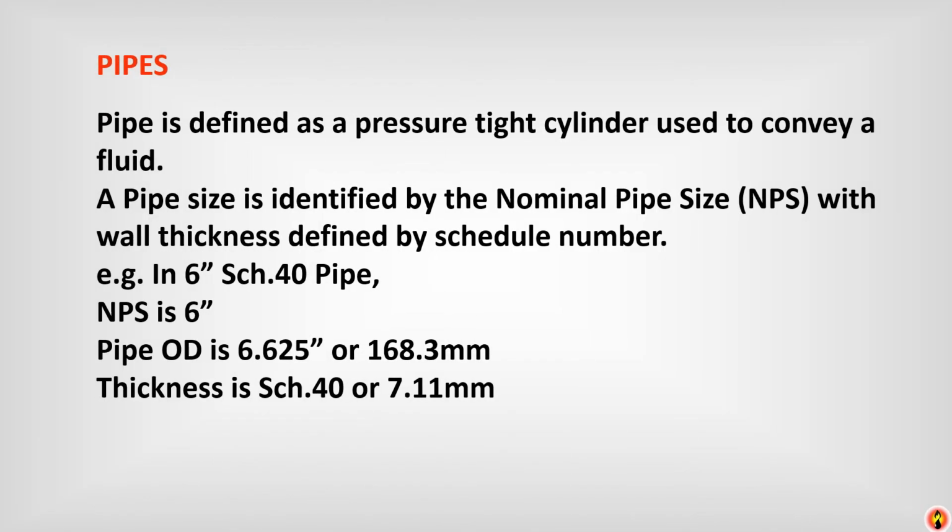Pipes. Pipe is defined as a pressure-tight cylinder used to convey a fluid. A pipe is identified by the nominal pipe size (NPS) with wall thickness defined by schedule number. Example: in 6-inch schedule 40 pipe, NPS is 6 inch. The pipe OD is 6.625 inch or 168.3 mm. Thickness is schedule 40 or 7.11 mm.